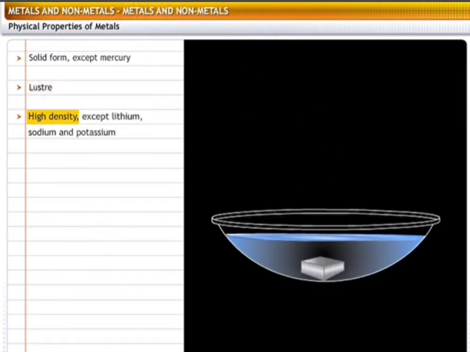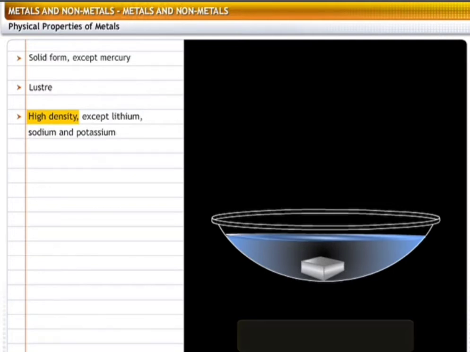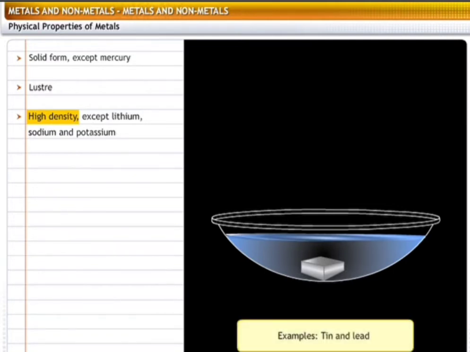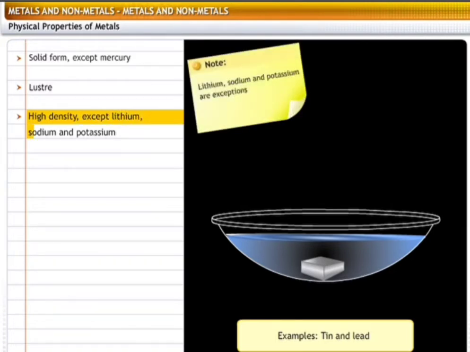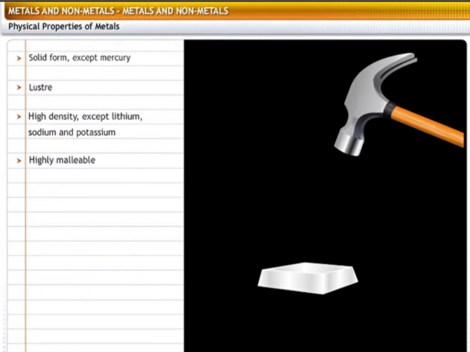Metals have high densities and therefore tend to sink in water. For example, tin and lead sink in water. Exceptions to this rule are lithium, sodium, and potassium. The density of these elements is lower than that of water, and hence they do not sink.